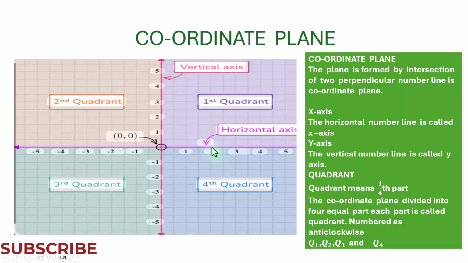So here is one point. The distance from the y-axis is the x value. Therefore, this distance from here to here is 2. The distance from the y-axis is the x value. The distance from the x-axis is the y value.